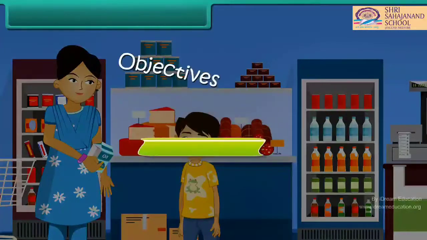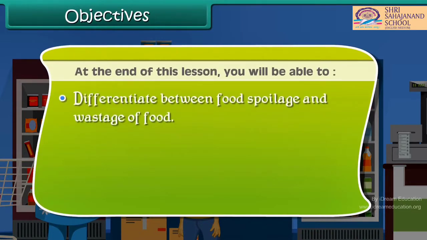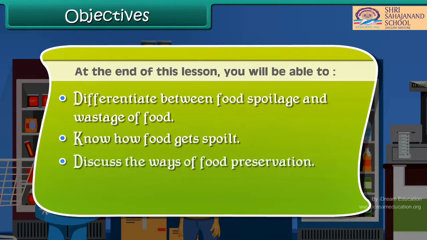Objectives. At the end of this lesson, you will be able to differentiate between food spoilage and wastage of food, know how food gets spoiled, and discuss the ways of food preservation.